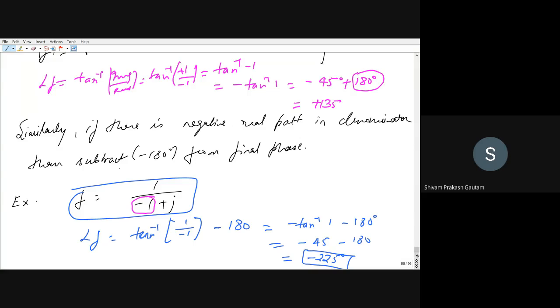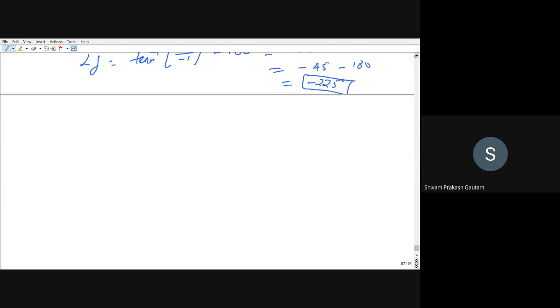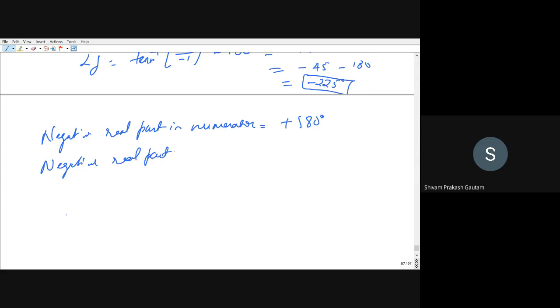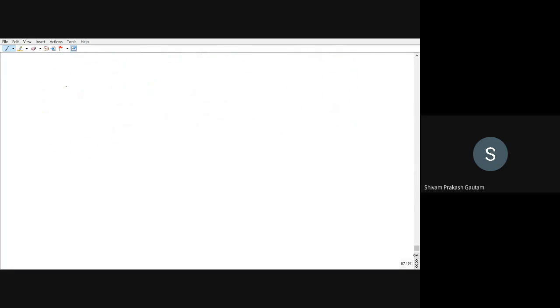So the thumb rule is, if there is a negative real part in the numerator, then add 180 degrees to the phase. If there is a negative real part in the denominator, then you have to subtract 180 degrees from the final phase. This is the thumb rule. So we have seen this. If you have any doubt, you can ask.